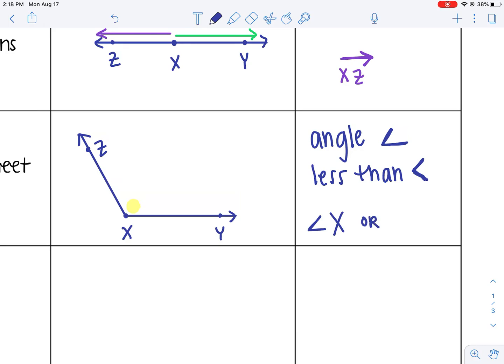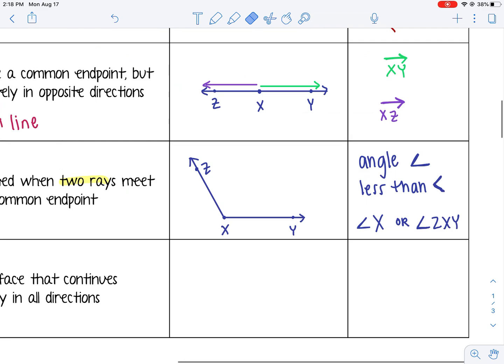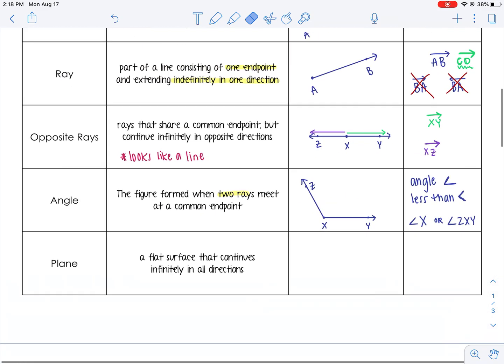Or what you can do with angles is you can trace the angle. So start at one direction and trace it, and I can call this angle ZXY if I trace it. And I could trace it from the opposite end and call it angle YXZ if I wanted to as well. I've got some options here.